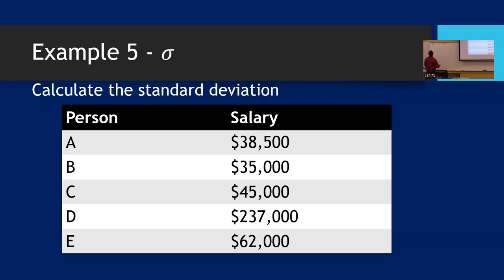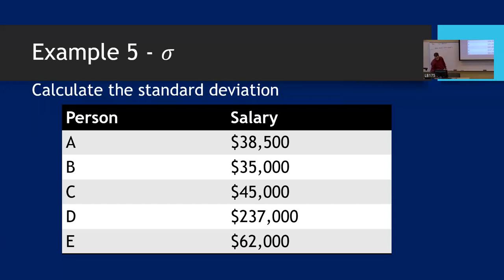Okay. So what I'm going to do to find the standard deviation is I'm going to take each one of those numbers, 38,500, subtract 83,500, square it. Then I take 35,000, subtract 83,500. Oh, oops, I miswrote that. Let's put 35. Square that.